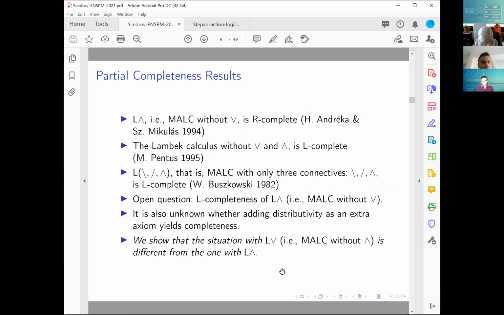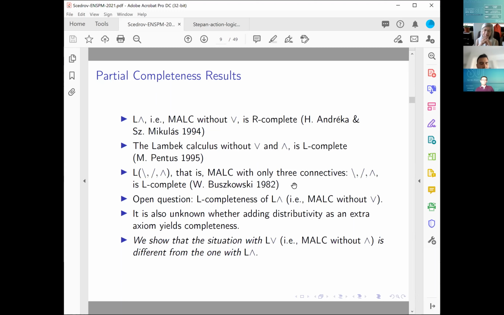Now, there are a number of known partial completeness results. The calculus without the disjunction, the conjunctive version, is known to be R-complete, so complete with respect to relational models. This is the work of Andréka and Mikulás from 1994. It's known that the calculus without disjunction and conjunction, so just the purely multiplicative version, is L-complete. That's a spectacular work of Pentus, 1995. The calculus with only three connectives, the two divisions and conjunction, is known to be L-complete. This is a very nice work of Buszkowski in 1982.